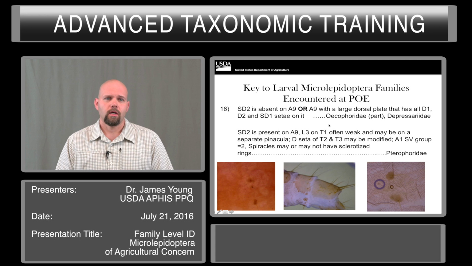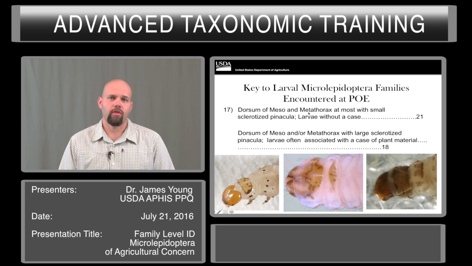In this couplet, SD2 is either absent on A9 or A9 has a large dorsal plate. I mentioned this earlier. This is a condition of a rather odd Oecophorid. Or SD2 is present on A9, L3 on thoracic segment 1 is often weak and may be on a separate pinaculum. Dorsum of the meso and metathorax with small sclerotized pinacula.